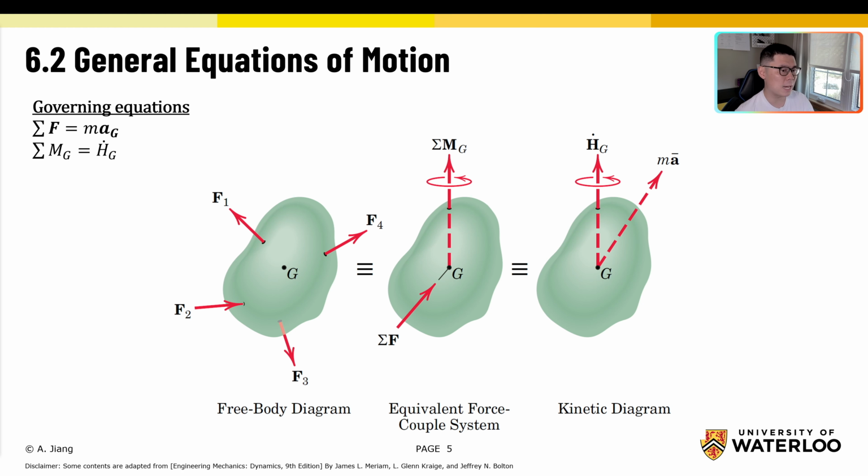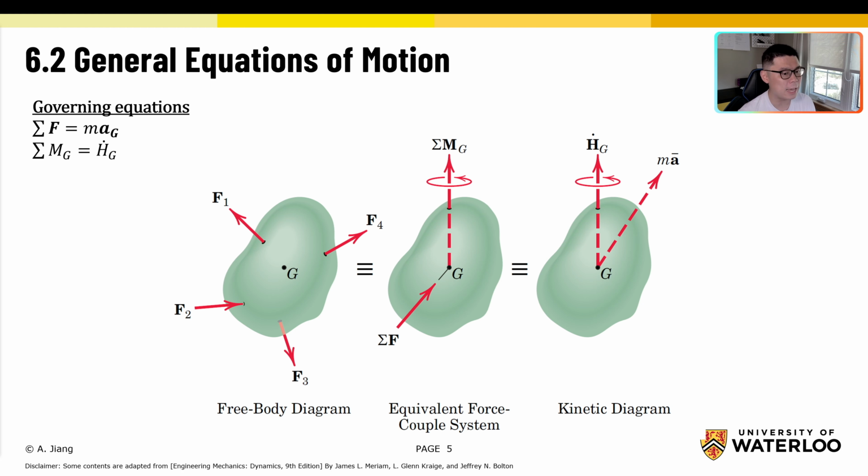On the very right, we have the kinetic diagram. Comparing this one with either the free body diagram or the equivalent force couple system diagram on the left, the kinetic diagram, as its name suggests, tells us how this object moves, as it gives us the acceleration and change of angular momentum. If I have to tell you that you must know how to use one extra diagram other than the free body diagram, that would be the kinetic diagram on the right.